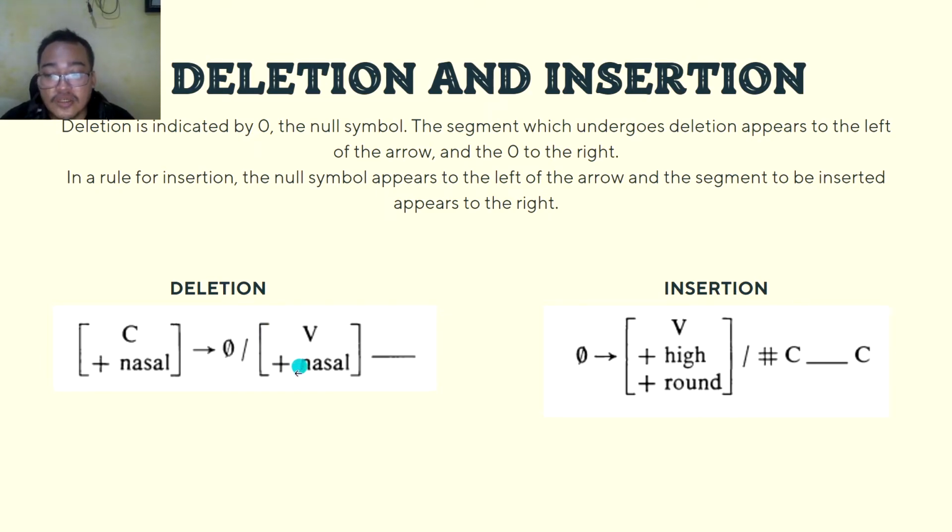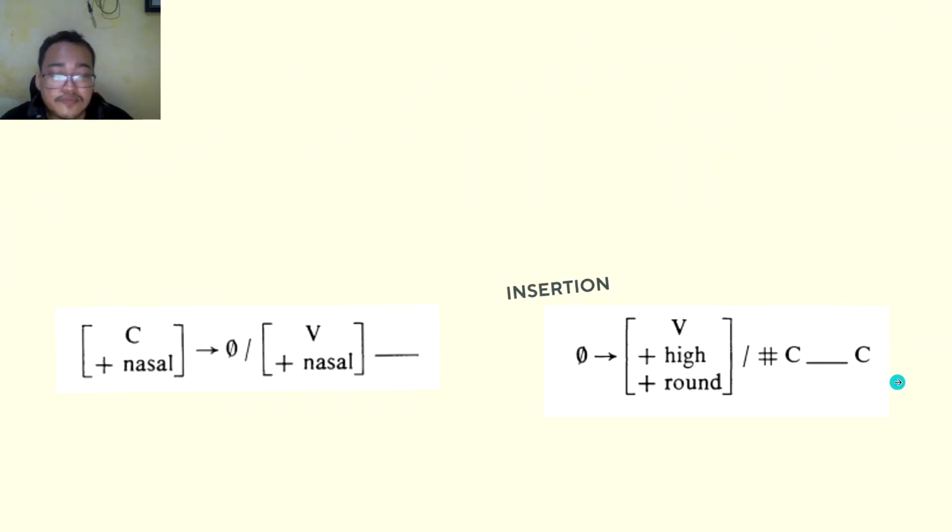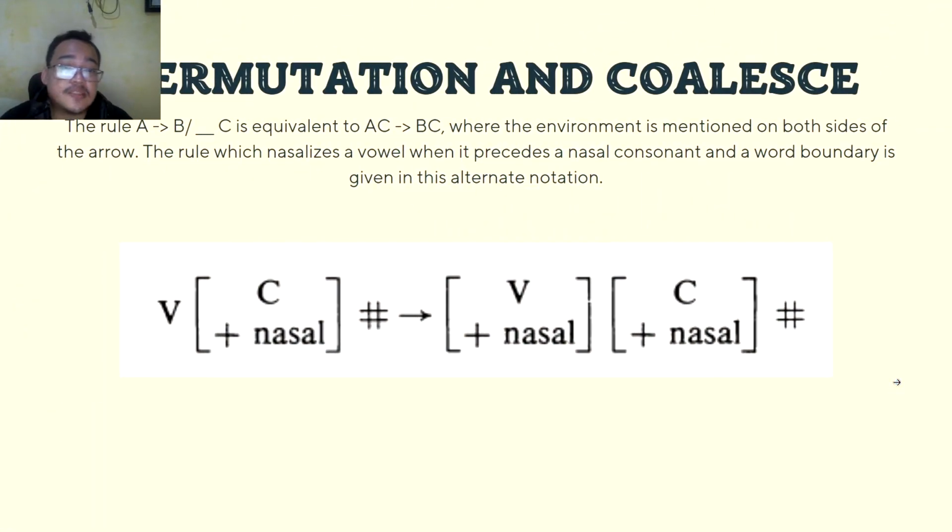Like in deletion, there is consonant plus nasal becomes 0, the null symbol, in the environment of a following vowel plus nasal. Meanwhile, in insertion, 0 arrow vowel plus high plus round in the environment of, and then consonant. And then there is permutation and coalescence.